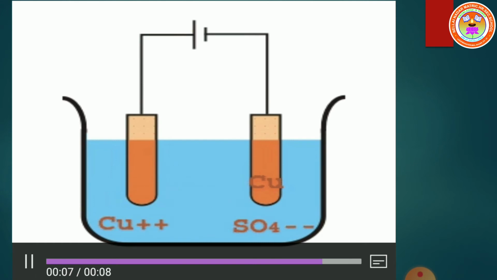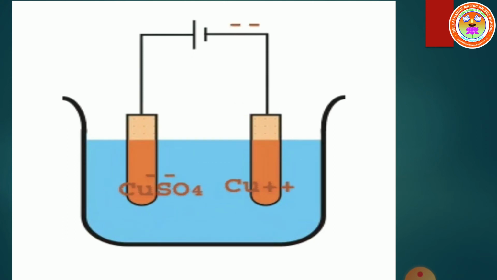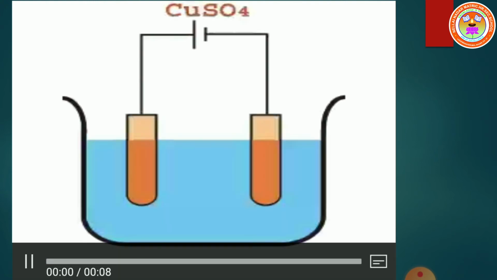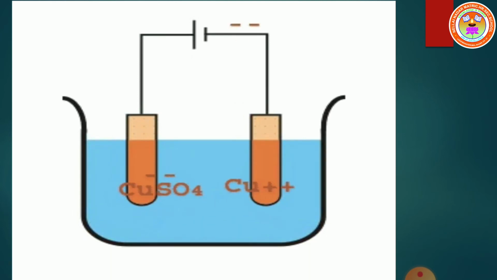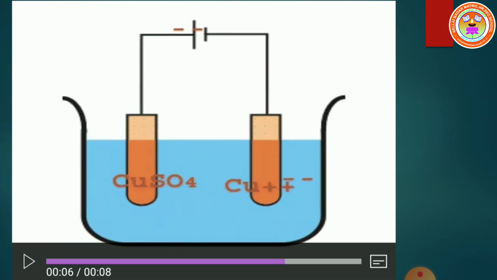Once again, I tell you, children: take a glass jar and fill it with copper sulfate solution, CuSO4. Take a copper metal plate and connect it to the positive terminal of the battery. Connect an iron spoon to the negative terminal of the battery. Now dip them in copper sulfate solution.